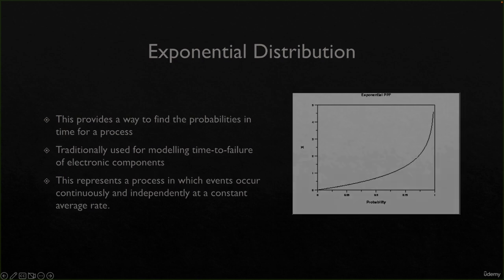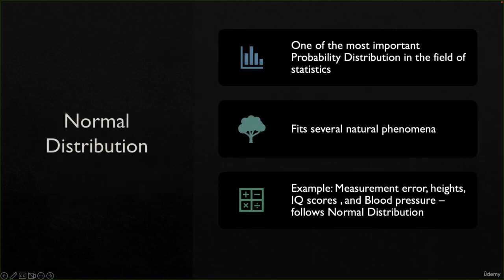Apart from this, we've got something called as normal distribution, and this is one of the most important probability distributions in the field of statistics. And most of the machine learning algorithms assume that the data follows this normal distribution. And the best part is this is one of the distributions which fits several natural phenomena. An example can be measurement error, heights, IQ, blood pressure. All these natural phenomena that we observe in our real life, they follow the normal distribution.